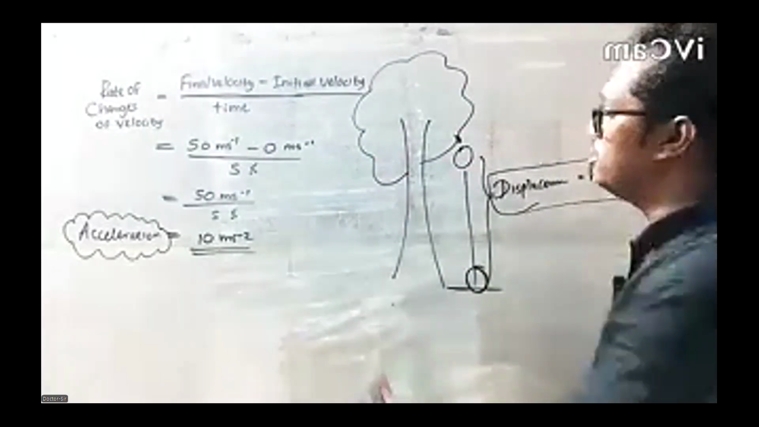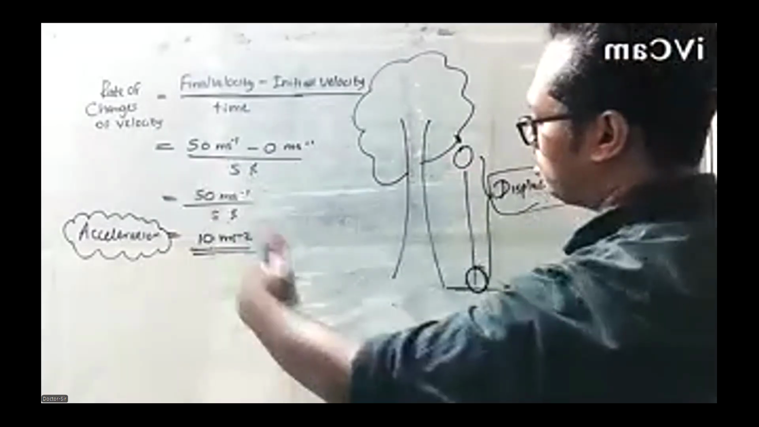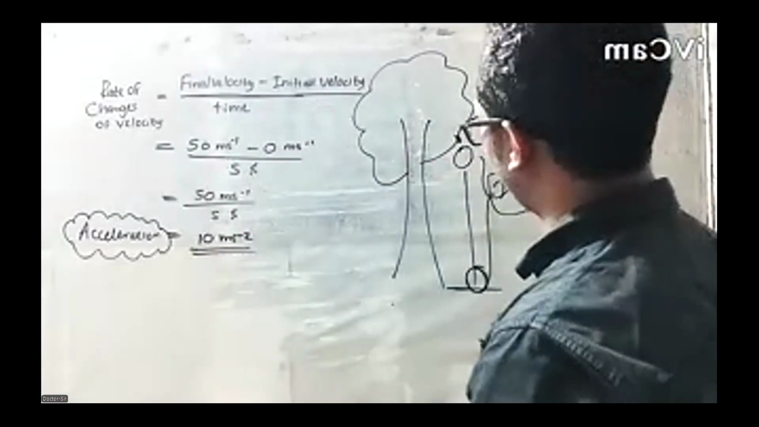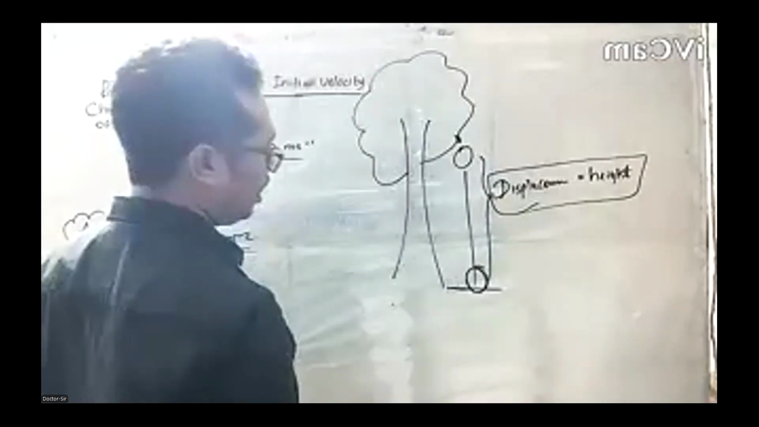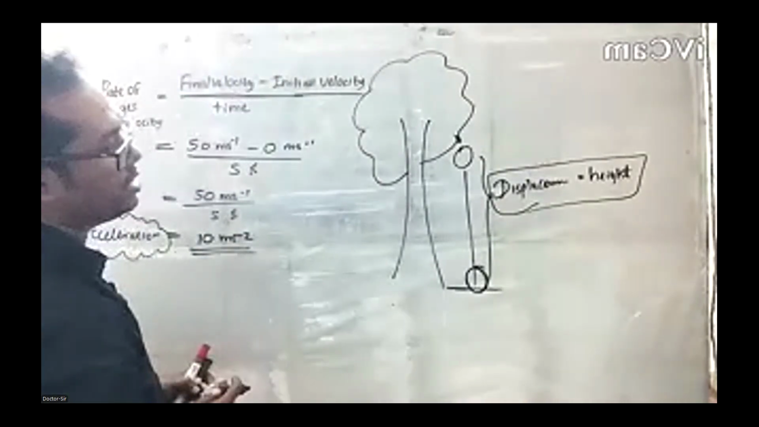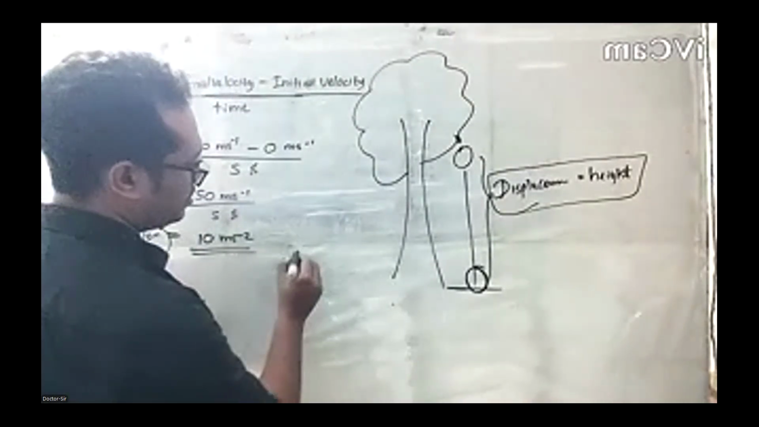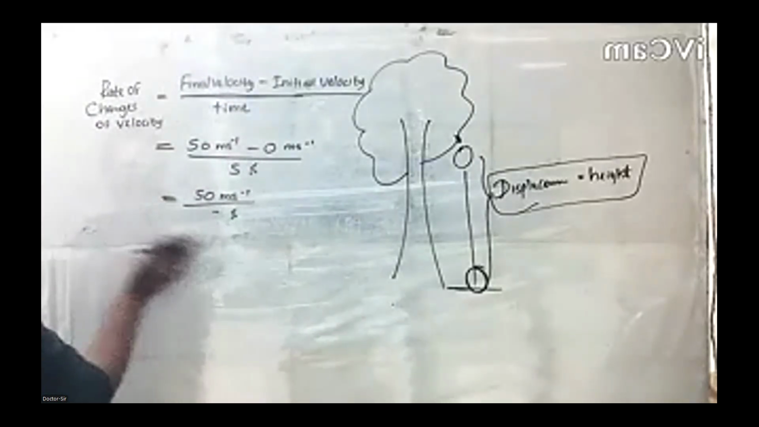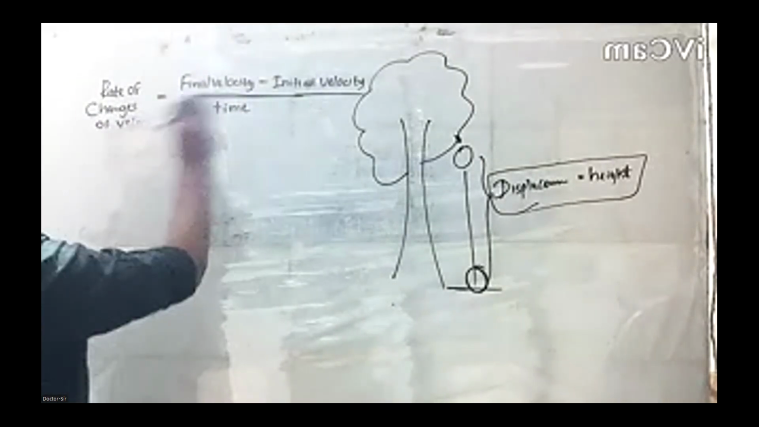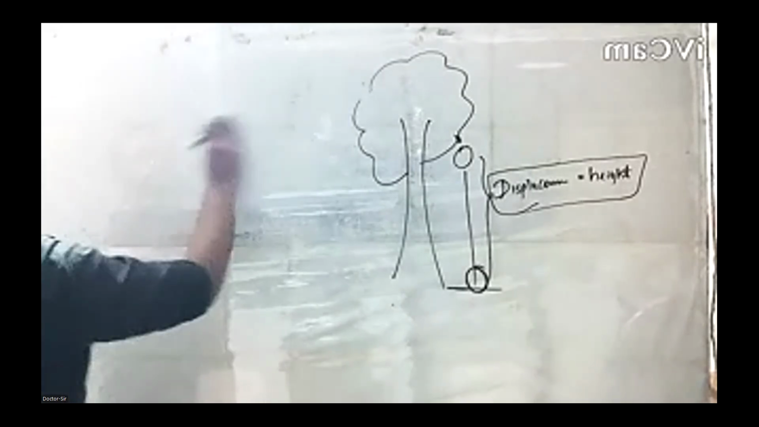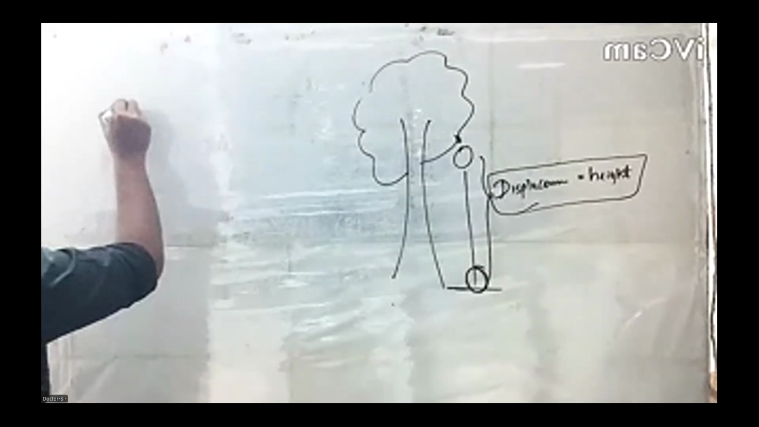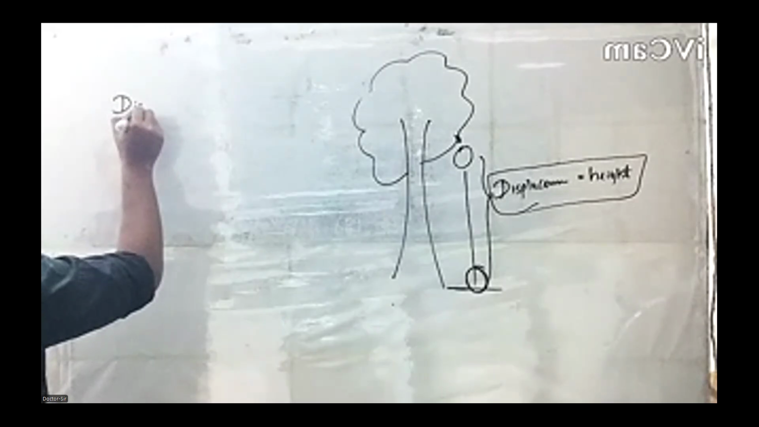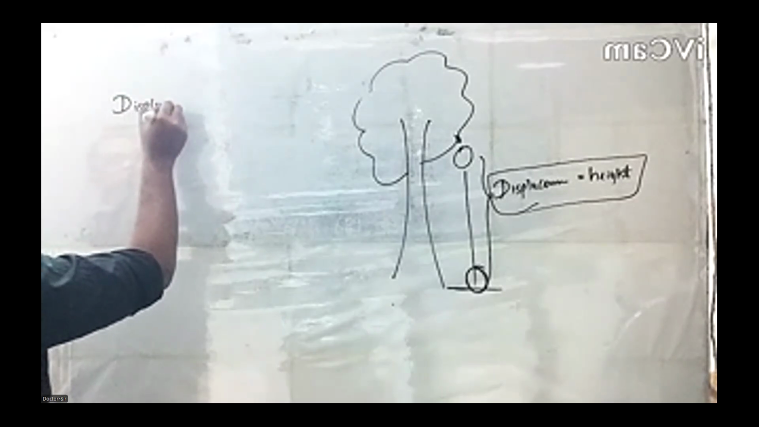I have an initial velocity, I have a final velocity and I have a time. So how can I find the displacement? The simple thing here, I will erase these things. Okay, we will write down here displacement.